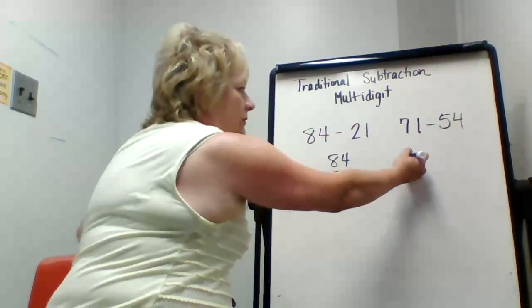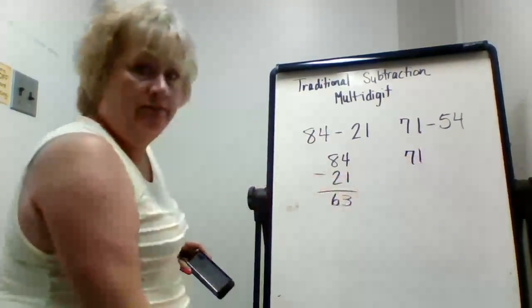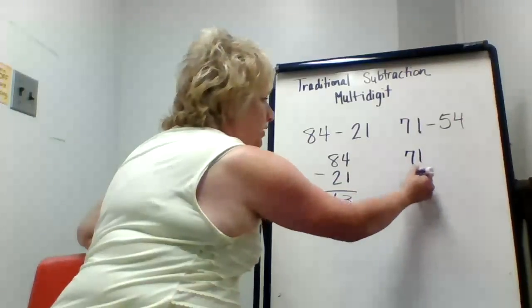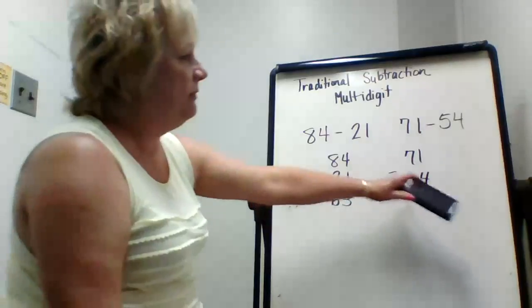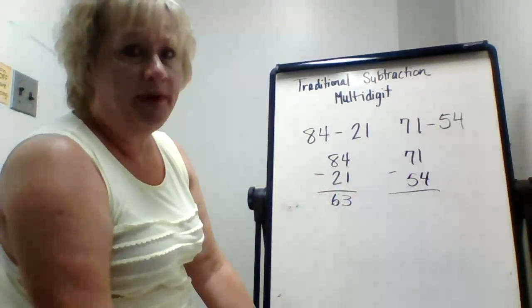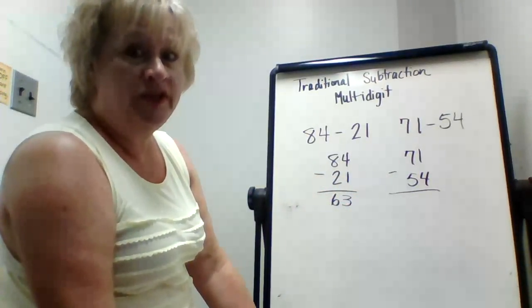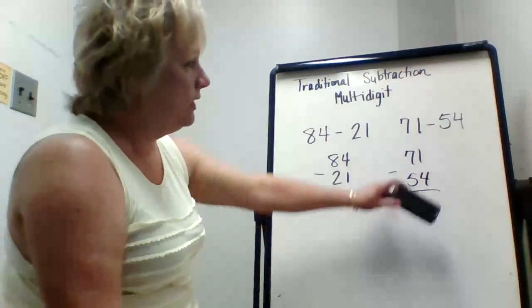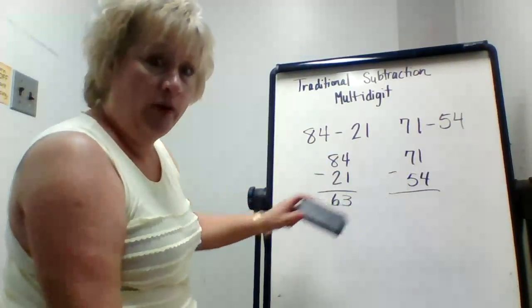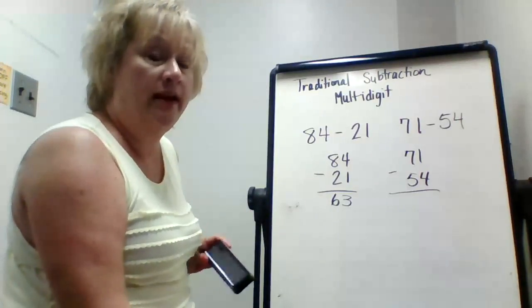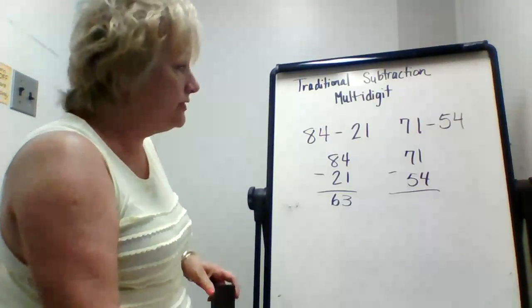I'm going to put my big number on top, which is 71, and my 54 underneath it. Another thing I want to tell you is I'm lining up my digits. If I write real sloppy, I'm not going to be able to tell which digit to subtract from the other one. So I want to make sure my ones are in a line, my tens are in a line, and when I go out to hundreds and thousands, that they're all lined up so I don't subtract the wrong numbers.